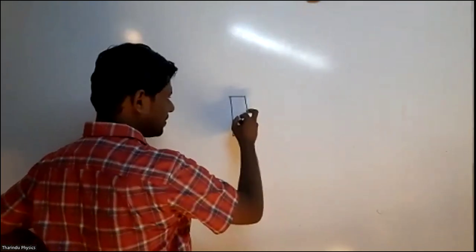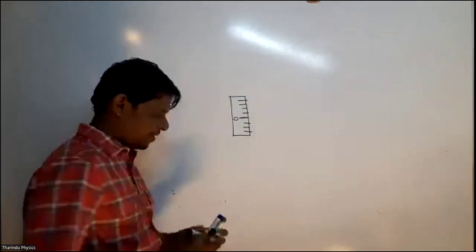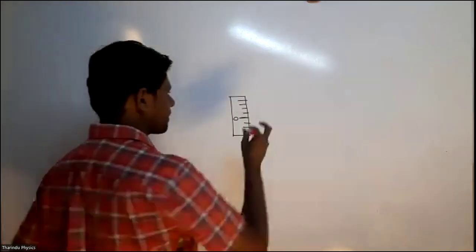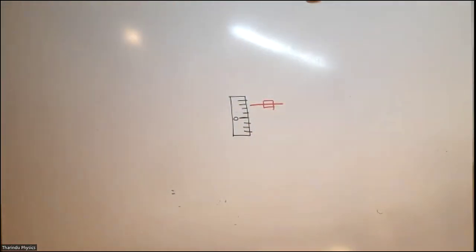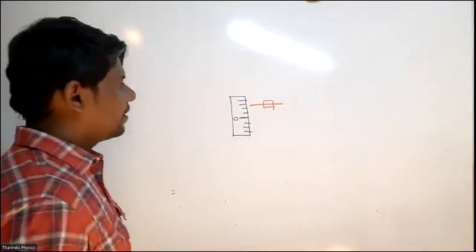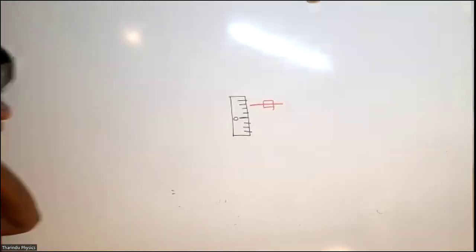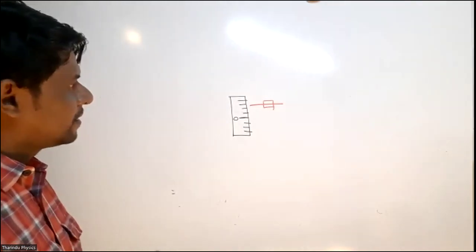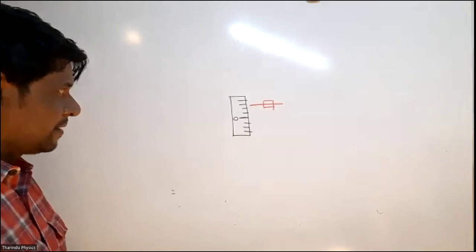Write this. The following diagram represents a certain reading of a spherometer that has been taken for measuring what? A thickness of a coin.